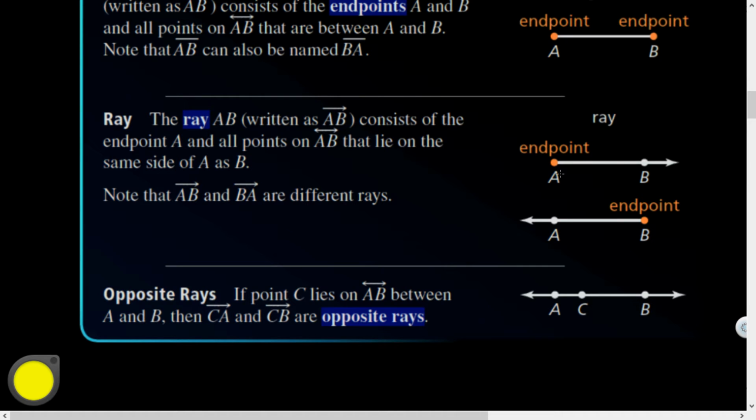All right, here's a ray. A ray has a single endpoint and then travels infinitely in the other direction. So it's a portion of a line, not the entire line. Notice that ray AB and ray BA are different rays. They are opposite in direction of each other. And then here's the idea of actual opposite rays. Ray CA shares an endpoint with ray CB, and they are collinear with one another. These are literally called opposite rays. These other ones are opposite in direction, but not fulfilling the actual requirement, as you see.